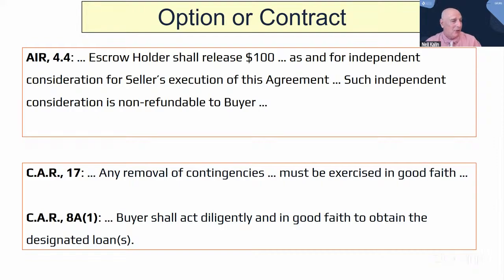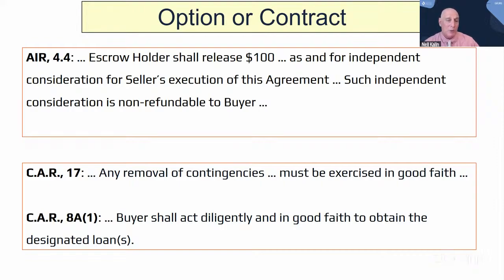So we expressly say that any removal of contingencies must be exercised in good faith. Now, might there be an issue as to whether a buyer is acting in good faith or not? Yes, but it is no longer absolute and sole discretion on the buyer's part. The buyer can use a subjective good faith judgment and get out based upon their investigation or inability to get a loan, for example, as you see there in 8A1. So that was our approach.